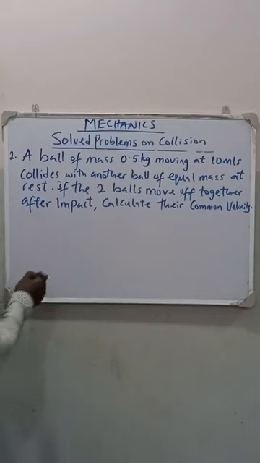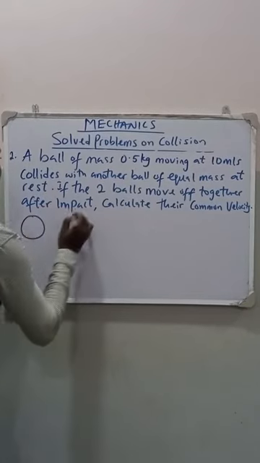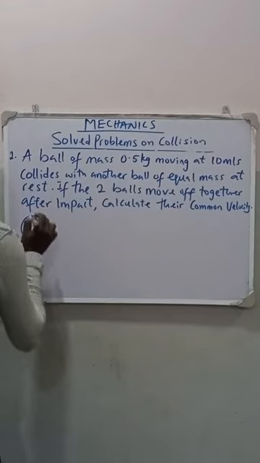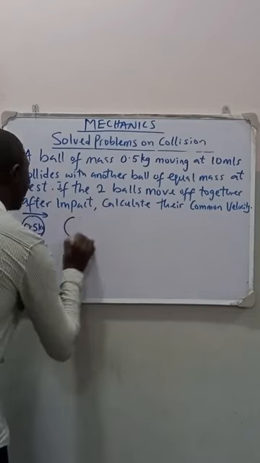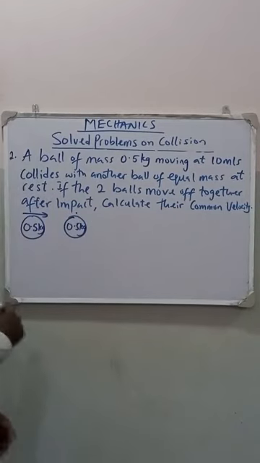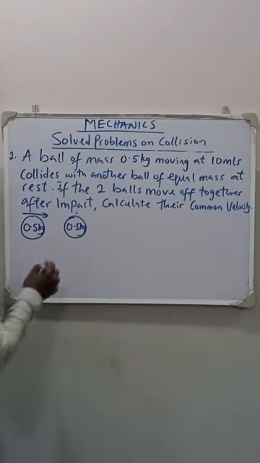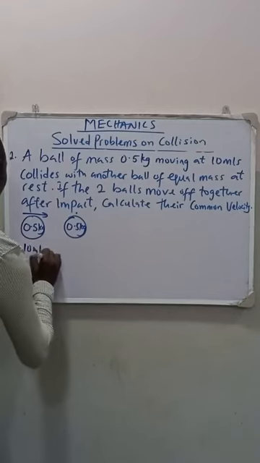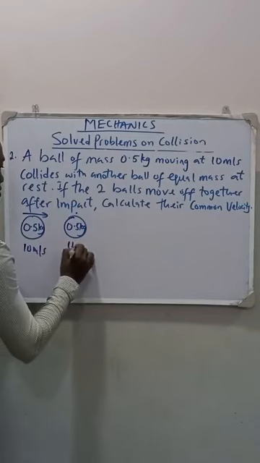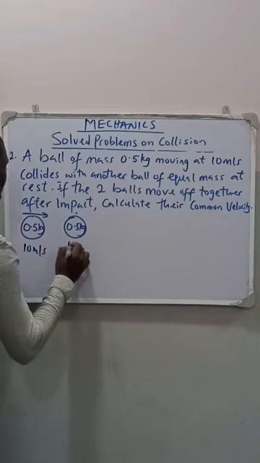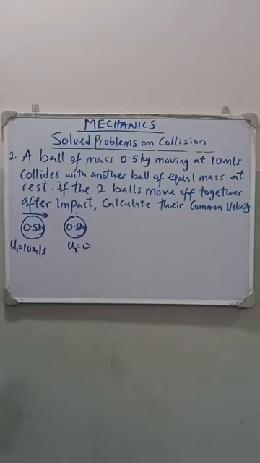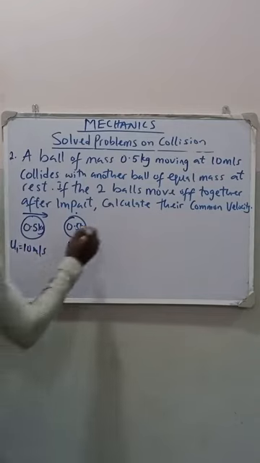So in this second question, we have two balls. One of the balls has mass 0.5 kg and it collides with another ball of equal mass 0.5 kg, but at rest. The speed here is 10 meters per second, this is u1. Because the other is at rest, its speed is 0, so u2 equals 0. This is before the impact.